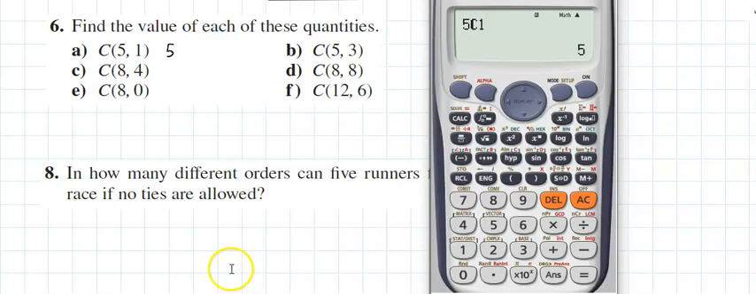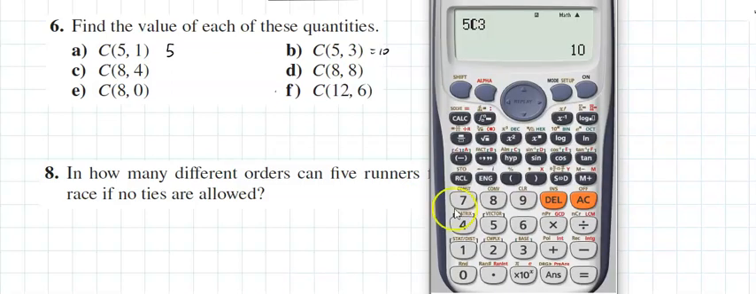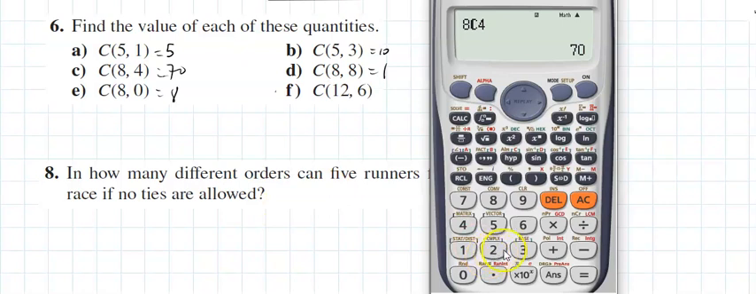And if I go in and I go back and I make that a 3, that's 10. And if I go for 8 choose 4, that's 70. 8 choose 0 is 8. 8 choose 8 is 1. I'll show you that really quick. I know that from statistics.